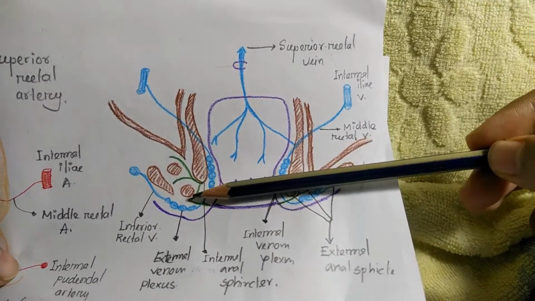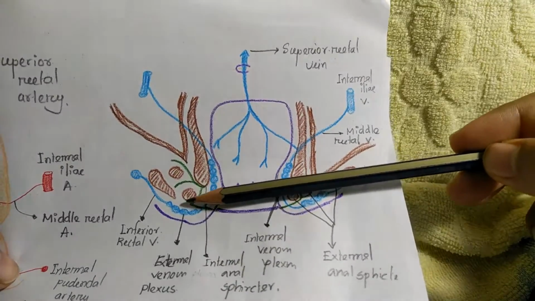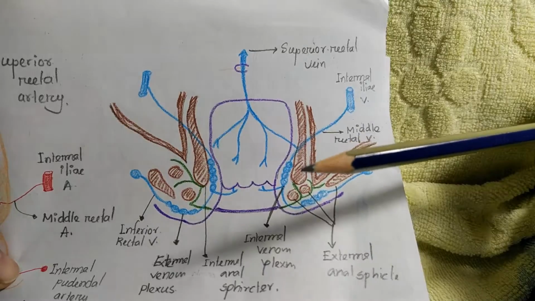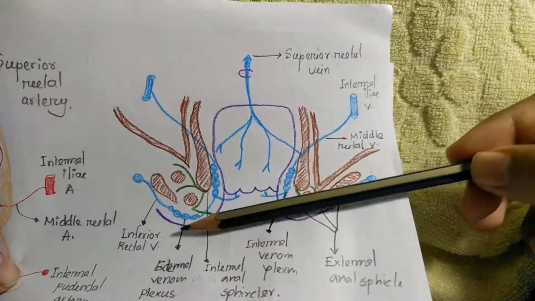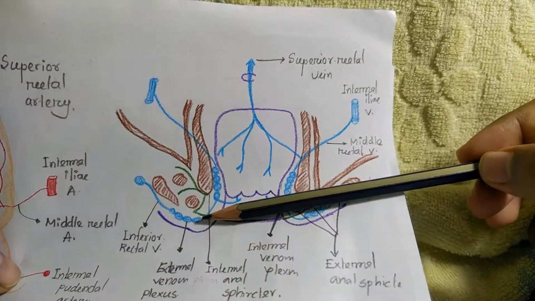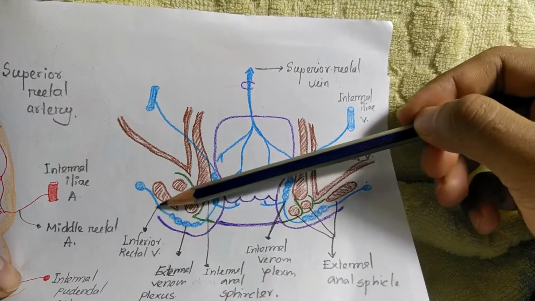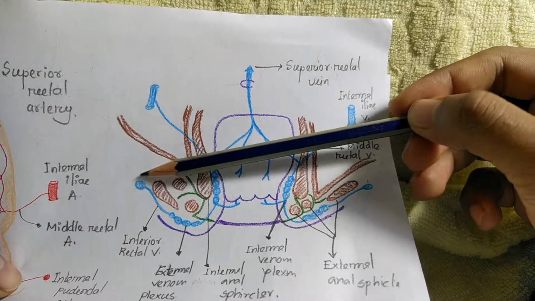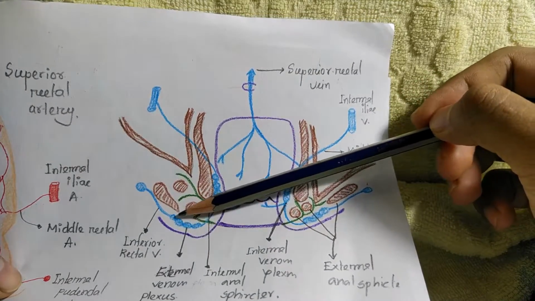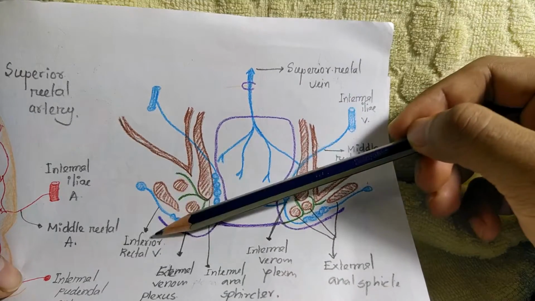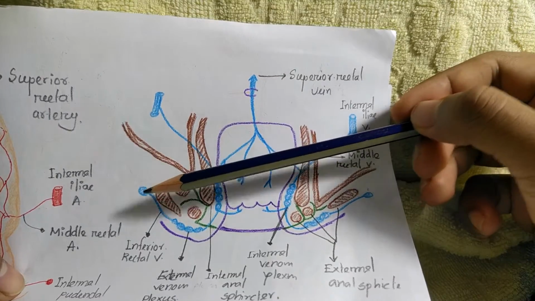They are subcutaneous, so they can be seen from the exterior. If this external venous plexus becomes engorged or dilated, this can be seen from outside. So the external venous plexus will drain through the inferior rectal vein into the internal pudendal vein. So this is the internal pudendal vein.